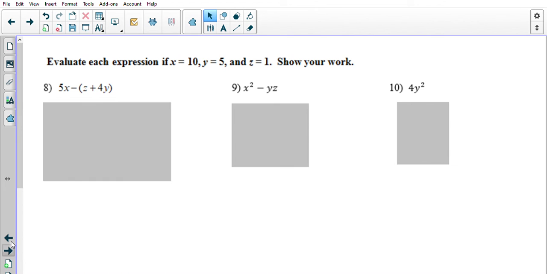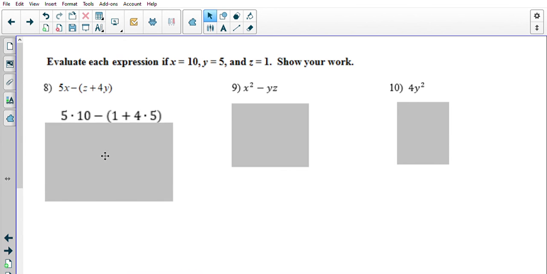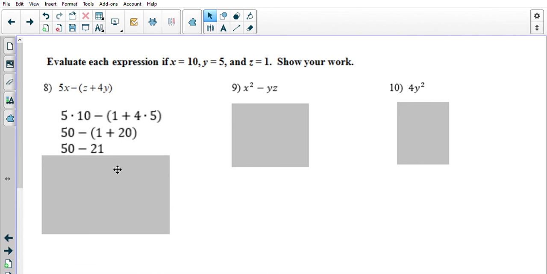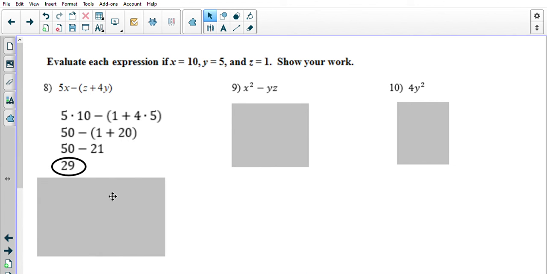So number 8, we've got 5x, which is 5 times 10, minus in parentheses z, which is 1, plus 4y, which is 4 times 5. Inside the parentheses, follow those order of operations. So do 4 times 5 first, which is 20. I also did 5 times 10 at the same time. That's okay to do if you want to combine a few steps. I didn't get rid of the parentheses yet, though, because I still have 1 plus 20 in there, which is 21. Take 50 minus 21, which is going to get us 29.